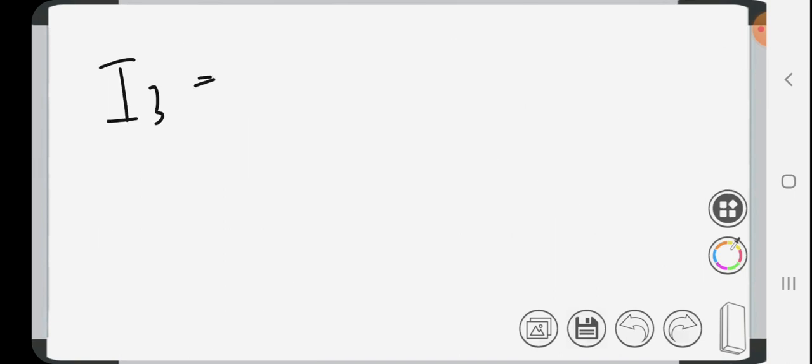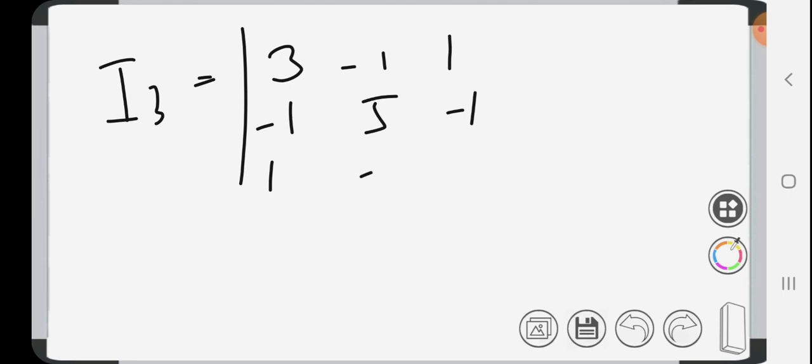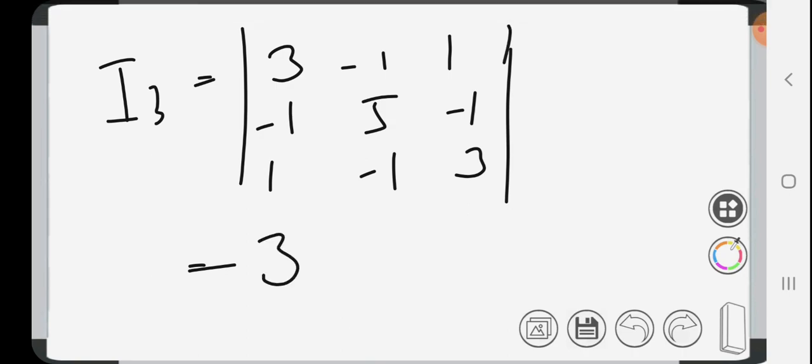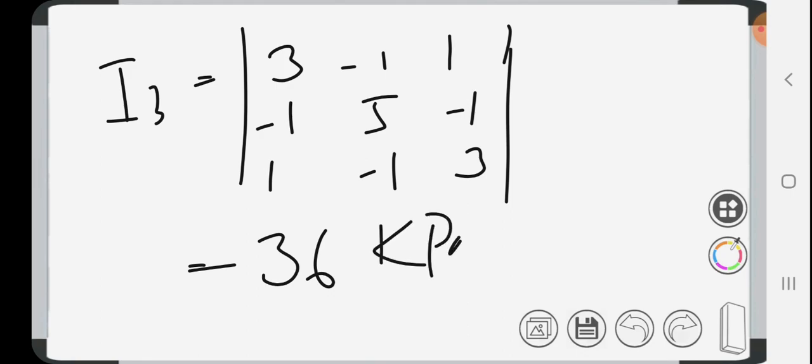Similarly, I3 is nothing but the determinant of 3, minus 1, 1, minus 1, 5, minus 1, 1, minus 1, 3. You will get the value as 36. You know how to calculate the determinant, right? So I am not going to show you how to find the value of the determinant. I am just writing the final answer only: 36. This value is also 36. You please check on your own whether the value is correct or not.